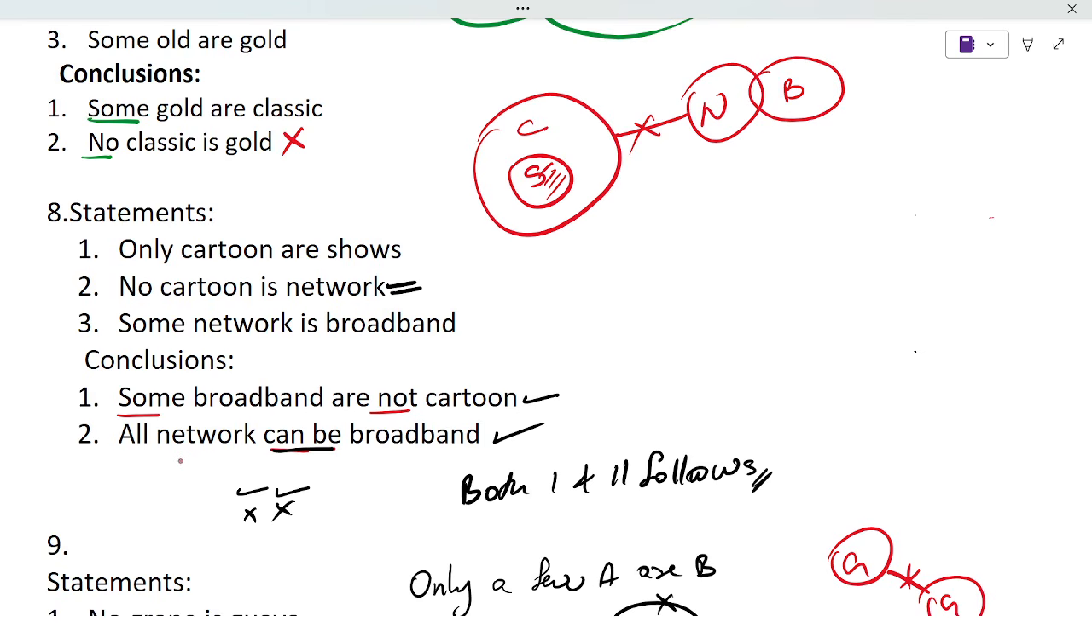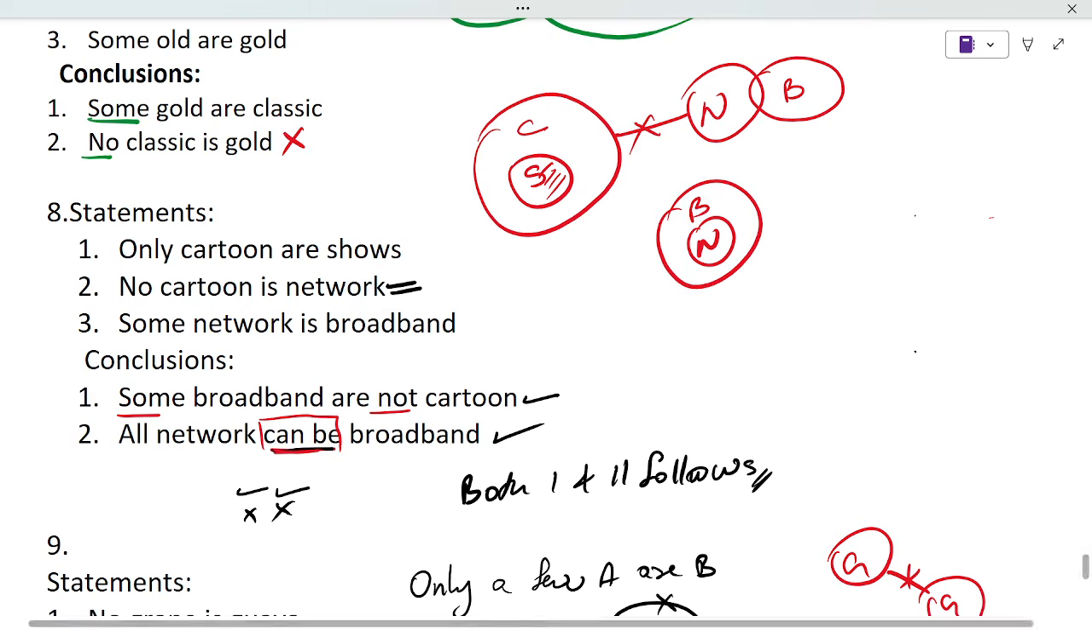Conclusion 2 says all network can be broadband. Can be means we're talking about possibility. So can all network go inside broadband? We're not violating this statement, because some network is broadband. So some network is broadband, and it is possible to go inside. So it's true.